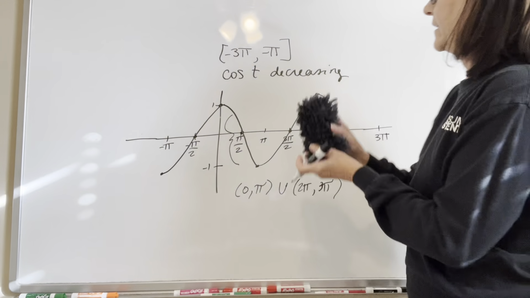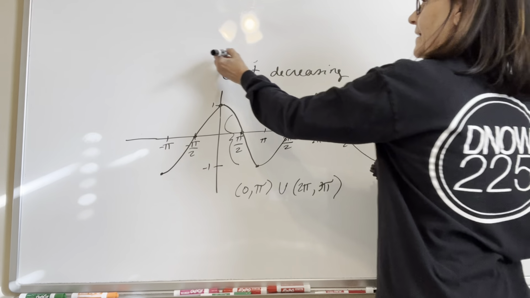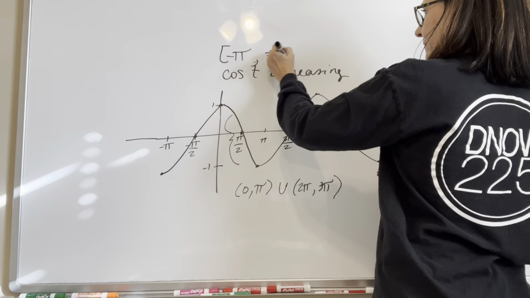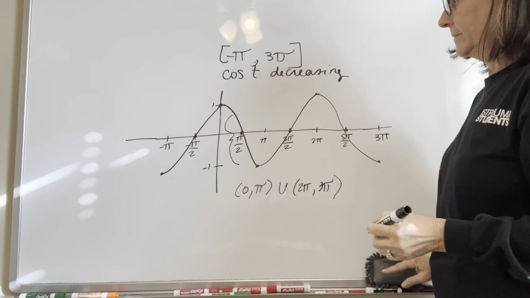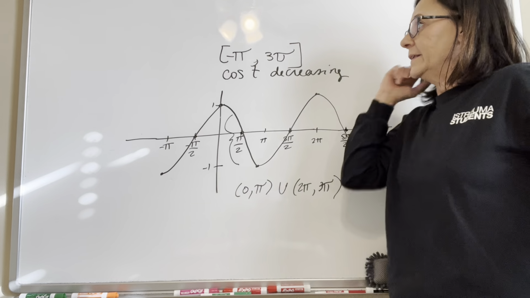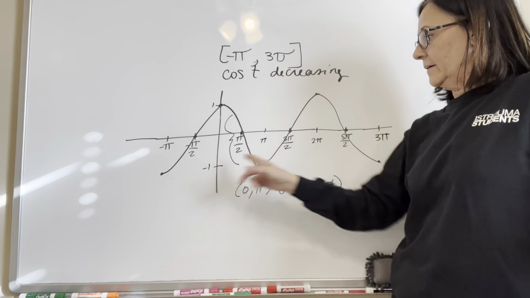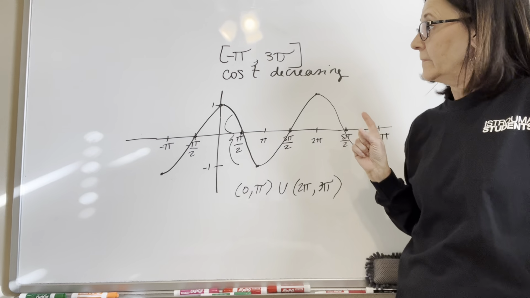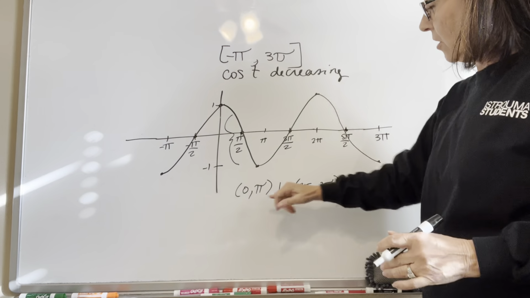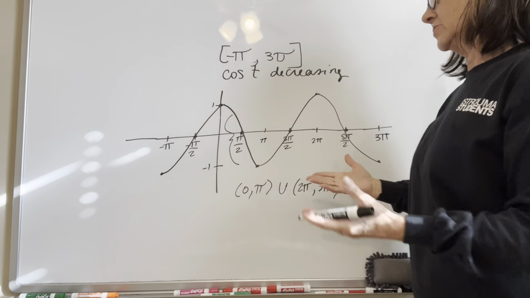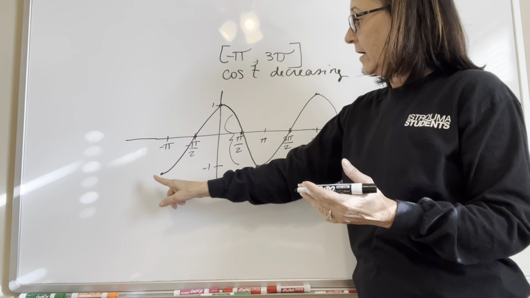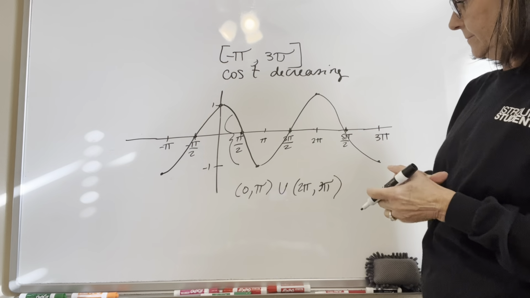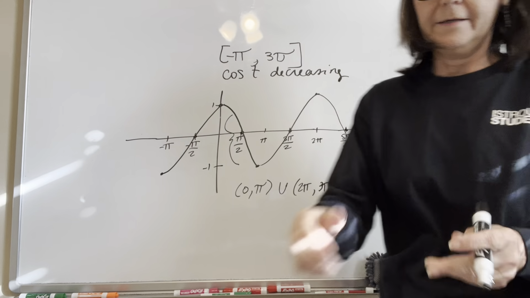Okay, but you get the idea. I did it from -pi to 3 pi. All right? It wanted -3 pi to -pi. Anyway, you get the idea, right? We can start anywhere. And it just wants the intervals on which it is decreasing. It could have asked for the intervals on which it is increasing. That would be from -pi to 0, from pi to 2 pi. All right?